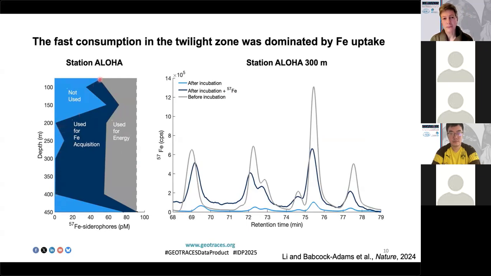In contrast, at the surface, there was uptake of the spike, but mostly for energy. This agrees well with the low siderophore concentration we find in the GeoTraces transect.